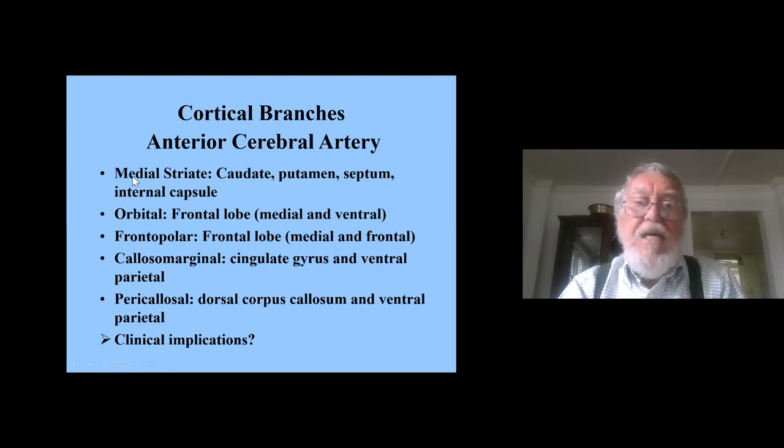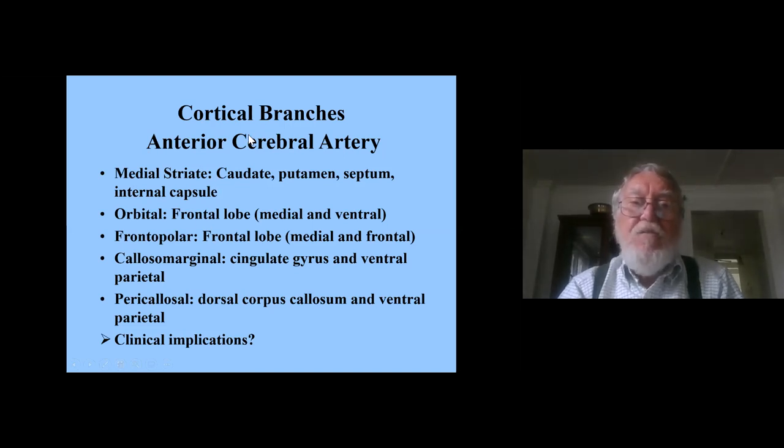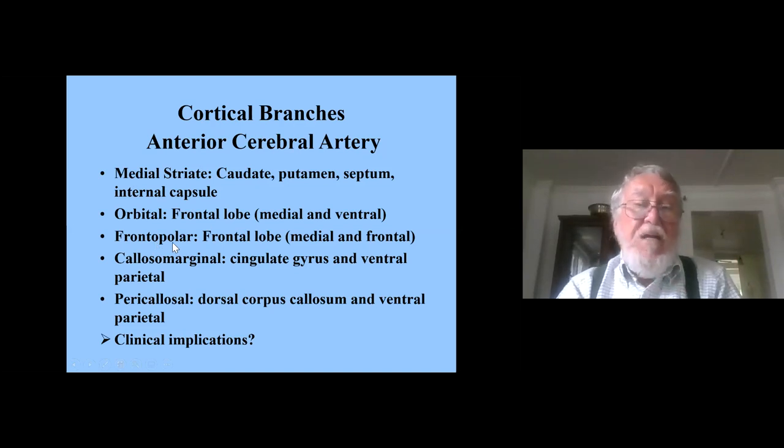So what we have is a literal description of what we see in terms of gross anatomy. The medial striate artery vascularizes the caudate and putamen. It vascularizes the limbic structure, the septum, and it vascularizes the internal capsule. The orbital branch of the anterior cerebral vascularizes the medial and ventral portions of the frontal lobe. The frontopolar artery, not surprisingly, vascularizes the frontal lobe, the frontal pole.